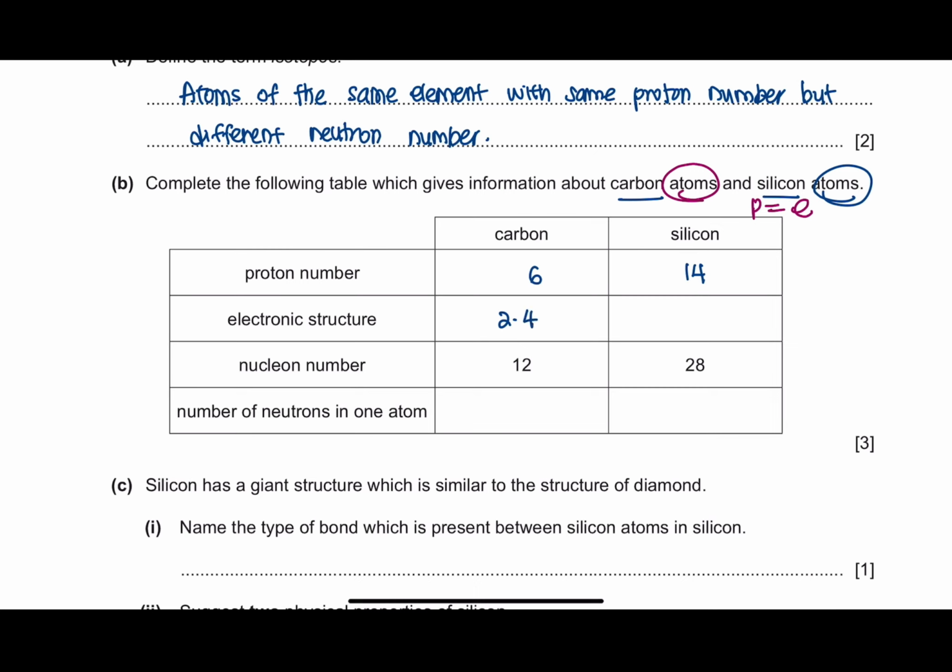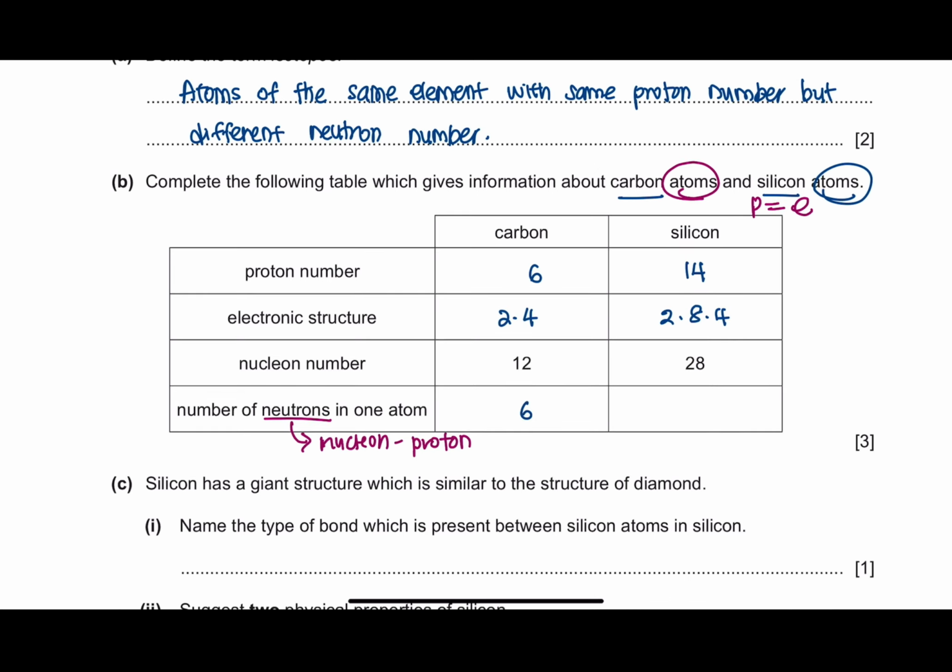As for silicon, you would have 2.8.4, giving you a total of 14 electrons as well. Now, in order to find the neutron number, your nucleon number has to minus the proton number. So for carbon, you would get 6. And for silicon, 28 minus 14, you would get 14.